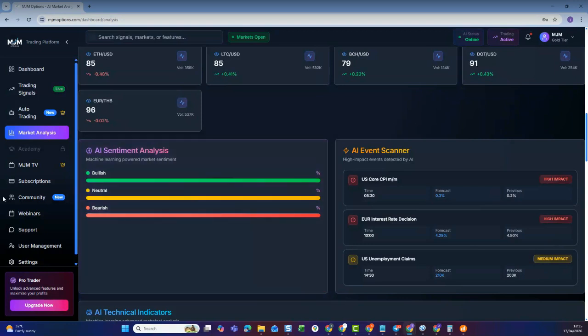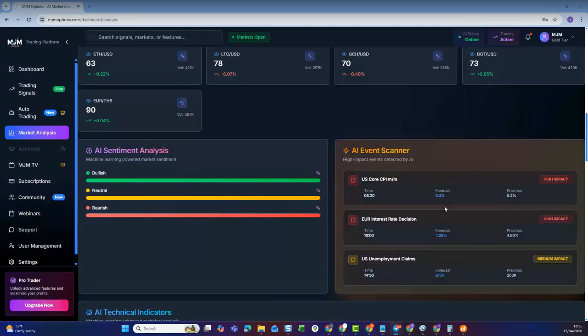commodity? So the next thing we have here is the AI event scanner. AI event scanner talks about the ability of the AI to study the news, and when the AI studies the news, the figures that come out, it will use that to predict the weakness and strength of different currencies.